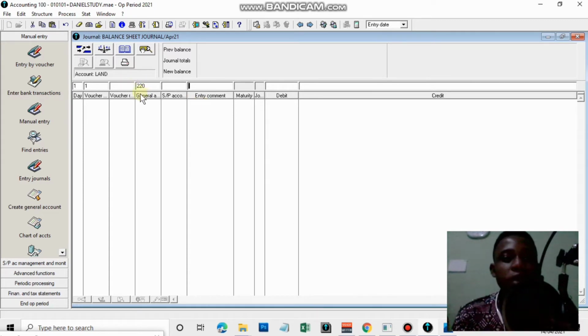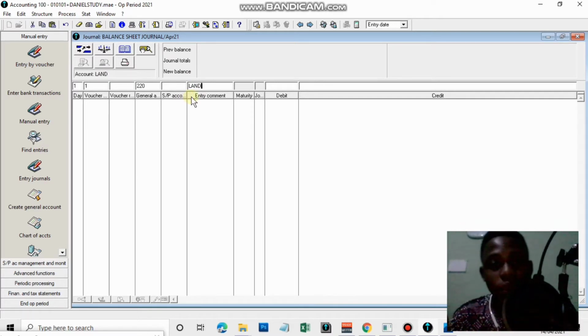I will tell you that the SP account is meant for the customers and the suppliers, so we normally skip the SP account. We get here now, you hit here, and you come to the entry comment. You need to write the name of the account. You left click just once, please. If I left click twice, it's going to appear there twice. Just left click once, and you'll see the name fill itself in automatically.